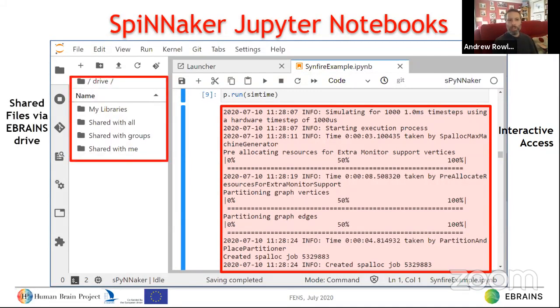This system also allows you to access shared files in the eBrains drive. So if you log on with your eBrains username and password, you can access all your shared files, so you can share files with other people as well.